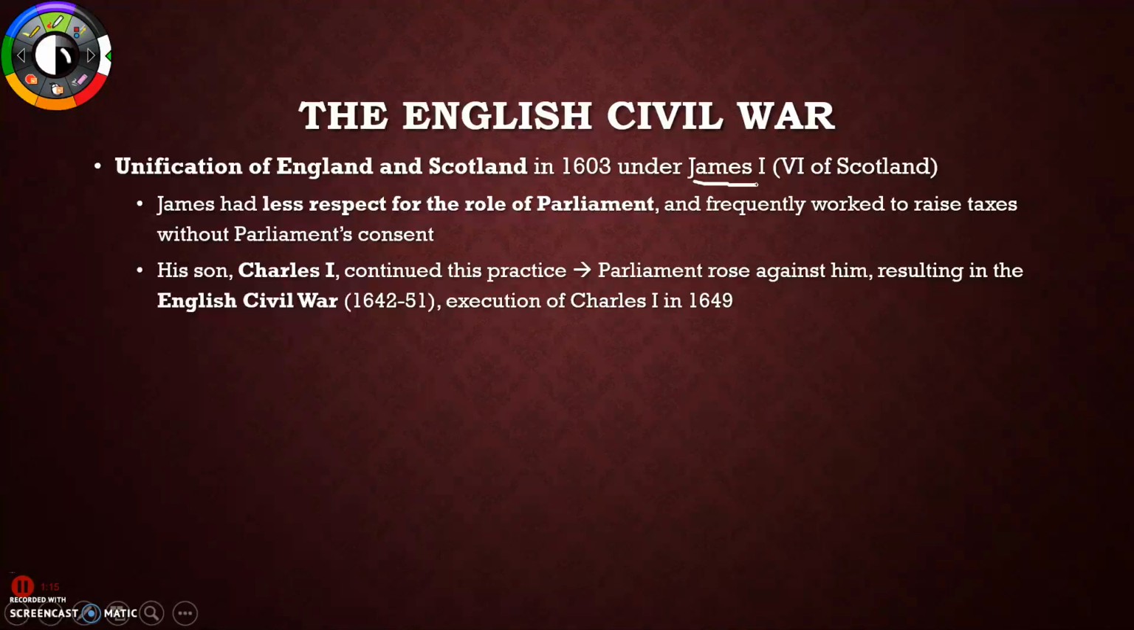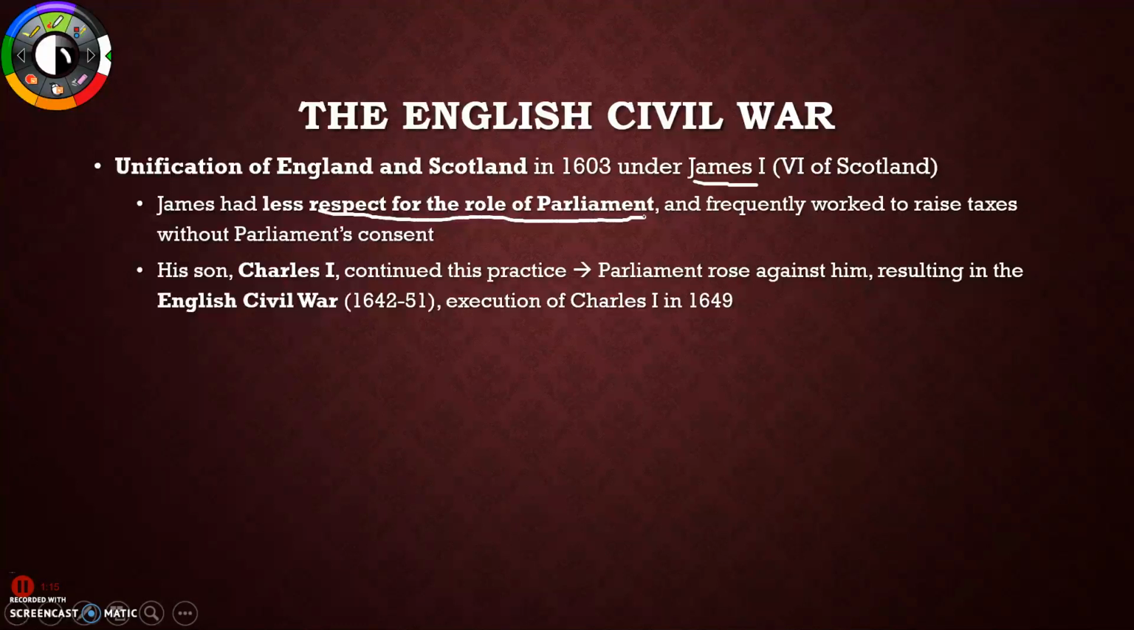He has much less respect for the role of Parliament than, say, even Henry VIII did, and definitely less respect than Elizabeth I did. He's not particularly diplomatic. He overspends like you would not believe, or maybe you would. And this gets him into a lot of hot water with Parliament. So he tried multiple times to raise taxes without Parliament's consent. Parliament got very annoyed by this.